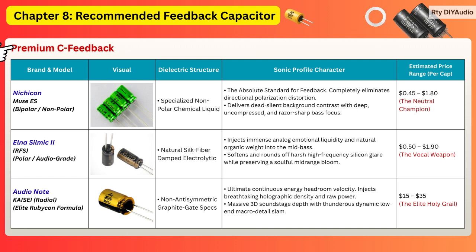To secure perfect low-frequency phase alignment without risking bass attenuation, we focus on the dedicated feedback spectrum, typically between 22 to 100 microfarads. For your rated voltage selection, remember our safety law. Maintain a tight 1.5 to 2 times multiplier for solid-state layouts, but immediately scale up to a heavy 250 volts or higher for high-voltage vacuum tube architectures. Look at our selection matrix.